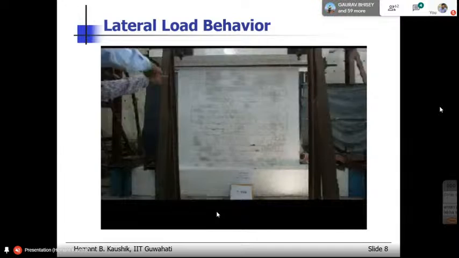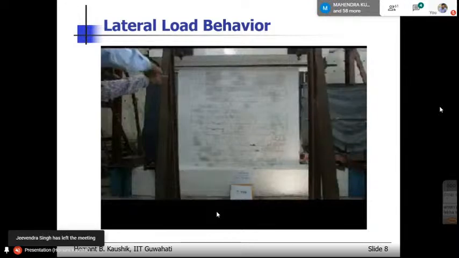I'm showing you a video of a frame with infill wall that was tested in our laboratory here at IIT Guwahati. Just try to see what type of cracks are formed in the beginning, and then what type of cracks form in the RC members towards the end of the test. Finally, you will look at how the failure has taken place. So 3-4 points are very important. Just have a look at this test.